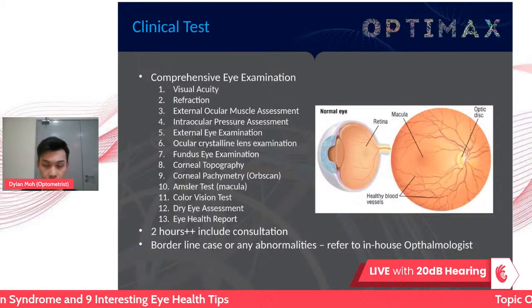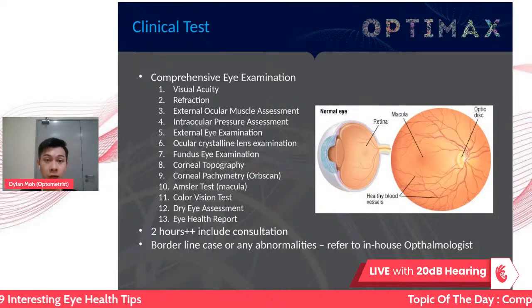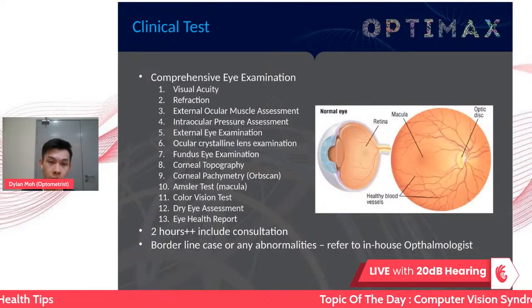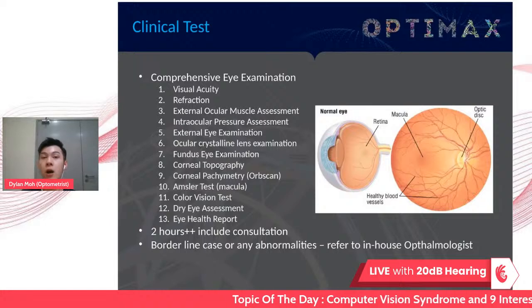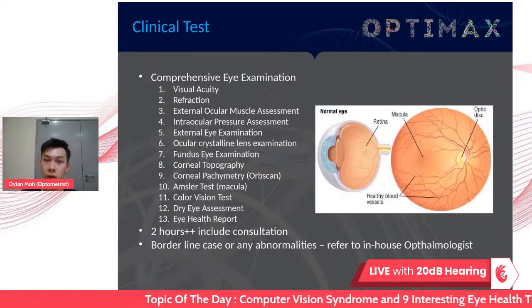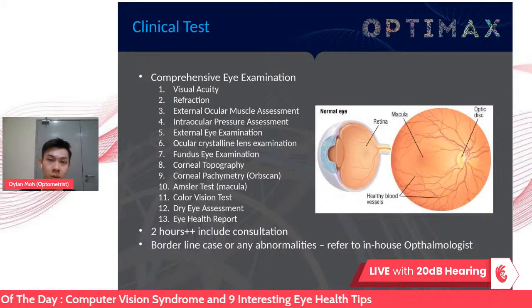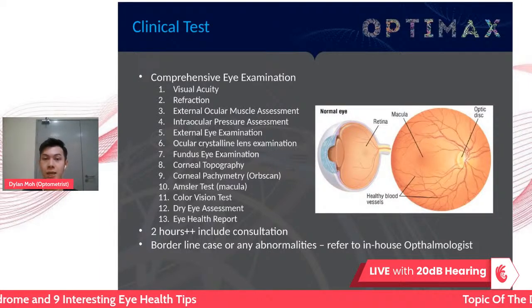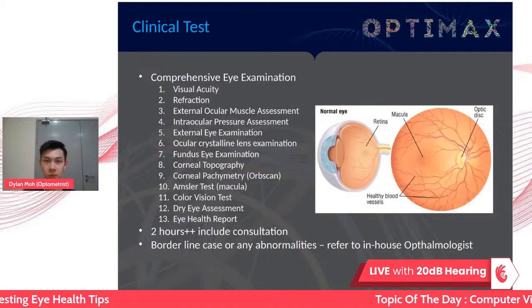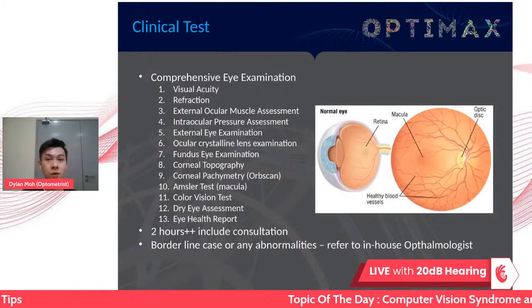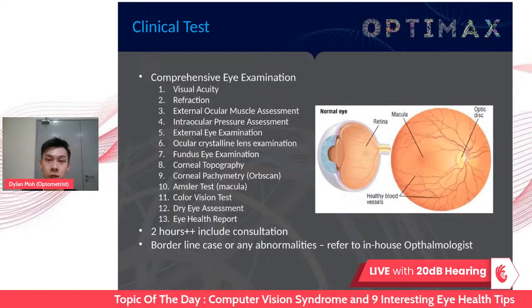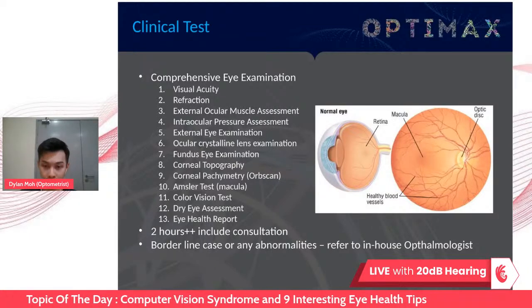So as what I mentioned, we will check your vision, your power, your muscle condition, and your eye pressure. Also, we'll check your lens condition and so on. Also, we'll check whether you are suitable for LASIK or not, including consultation, and this will be done by optometrists like me. If we find any abnormality, we will pass you to our ophthalmologist for more information, to check whether you need any treatment or not.